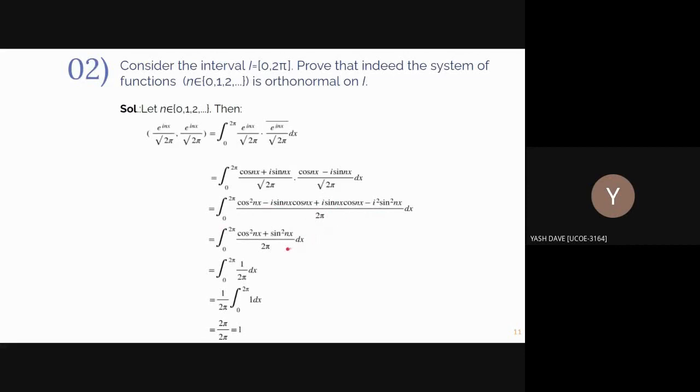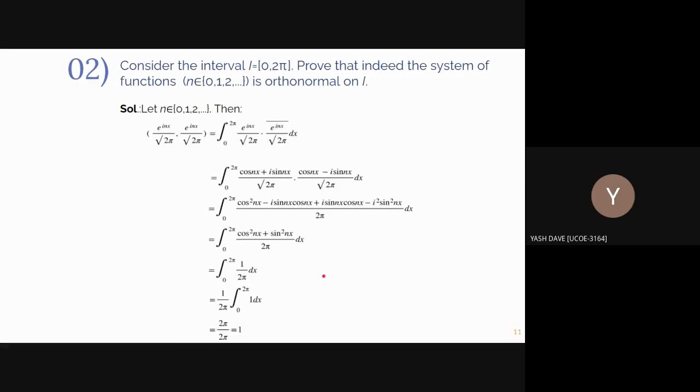Here, the terms minus i sin nx cos nx and plus i sin nx cos nx get cancelled, and we get the integral from 0 to 2 pi of (cos² nx + sin² nx)/2 pi dx. We all know that cos² theta + sin² theta is equal to 1, and here theta is equal to nx. So we will get the integral from 0 to 2 pi of 1/2 pi dx, and here 1/2 pi is constant, so we will take it out of the integration, which gives 1/2 pi times the integral from 0 to 2 pi of 1 dx.